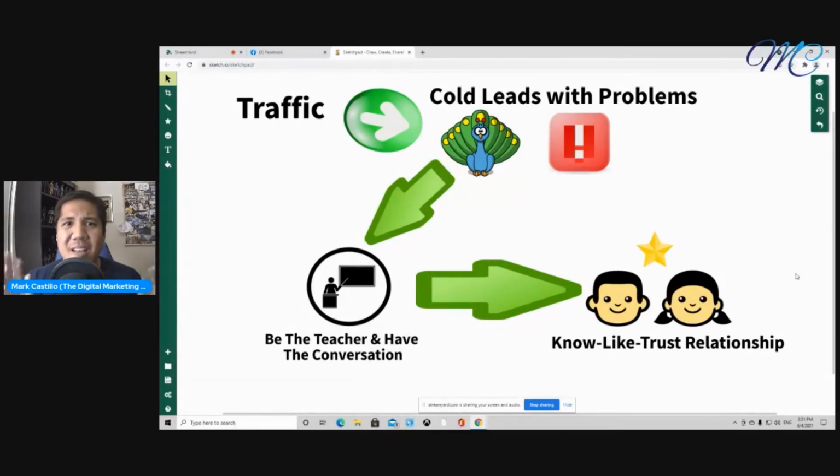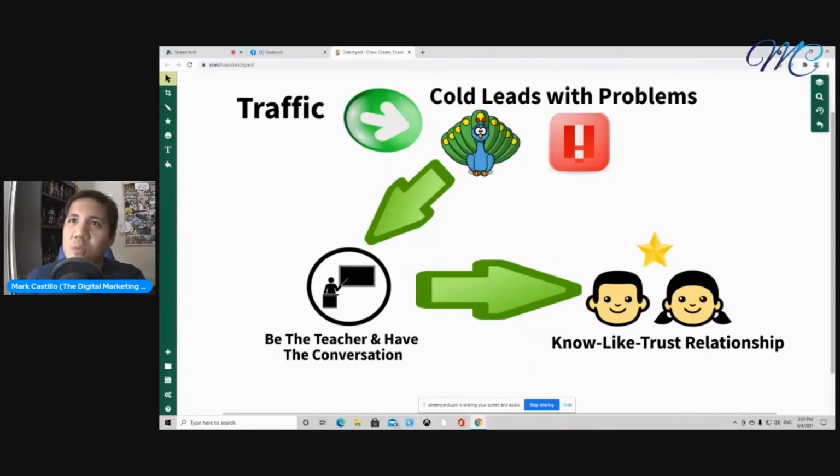Now, building that know, like, and trust relationship isn't going to come fast. It's going to take some time. Now, if you're new to this, if you're new to email marketing, it's going to take some practice. So I highly recommend that the sooner that you understand this concept that I just shared with you, the better off you're going to be with marketing whatever it is that you're selling.